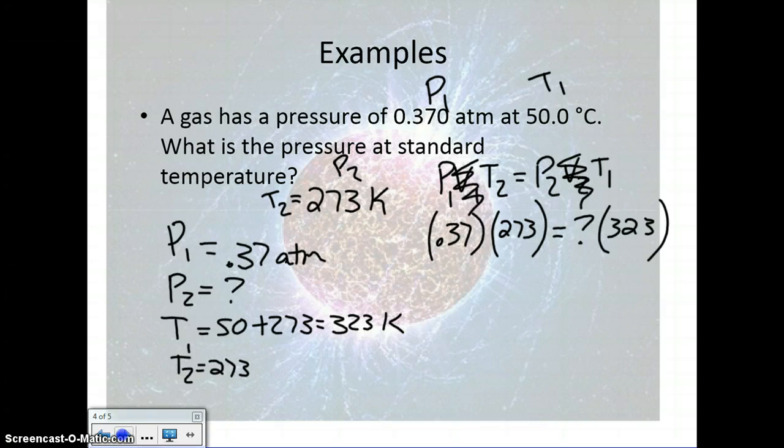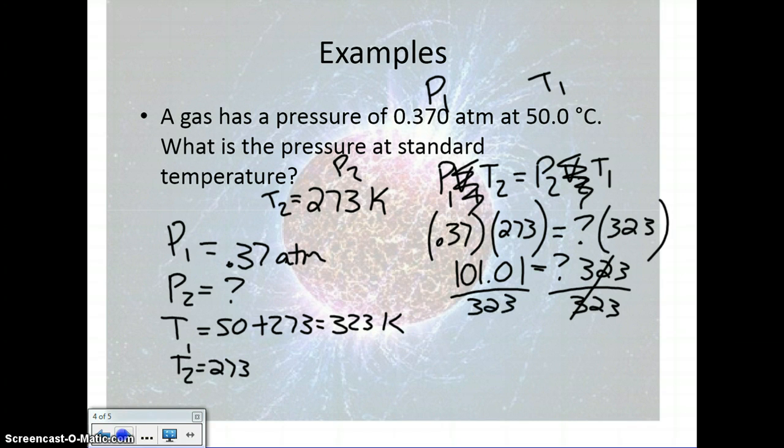Okay, 0.37 times 273. All right, and that's equal to what we don't know times 323. We're going to divide by 323 on both sides. And we're going to get 0.